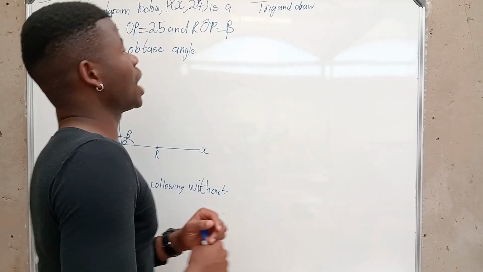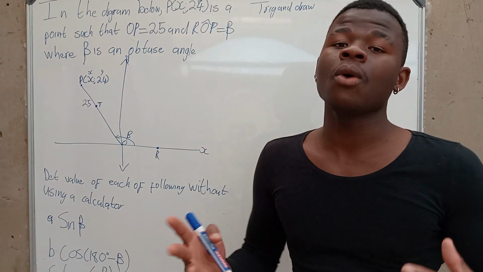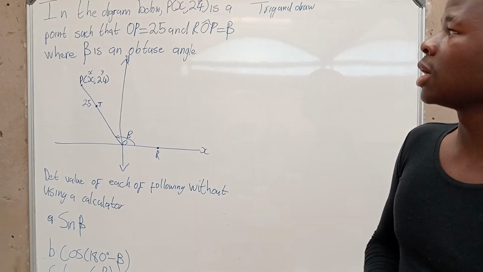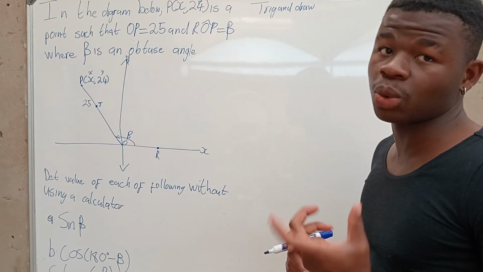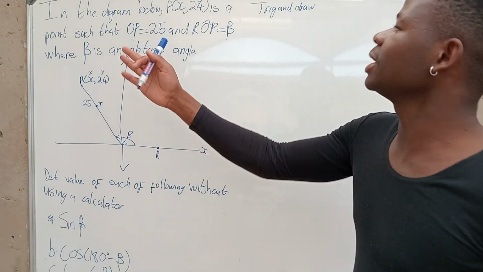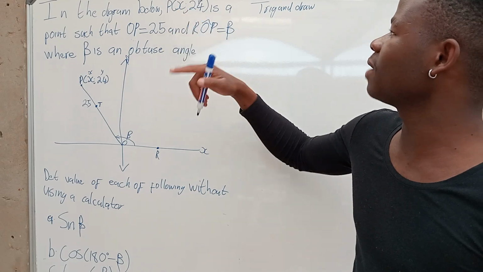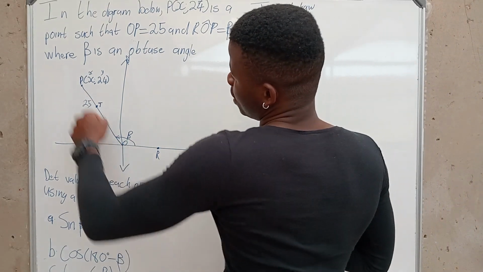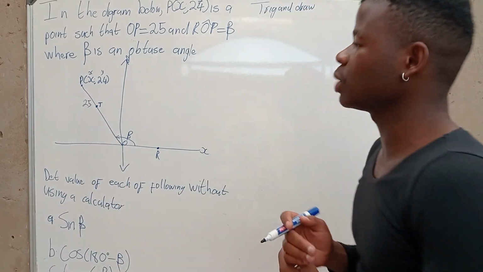Okay, guys. So now let's start to do the question, because now I have introduced the theorem of Pythagoras. We are going to tackle this question, and you will see why we have to start with the theorem of Pythagoras. They say in the diagram below, point P is (x, 25), and P is a point such that OP is equal to 25. Meaning this length here, our radius R, our hypotenuse, is 25.